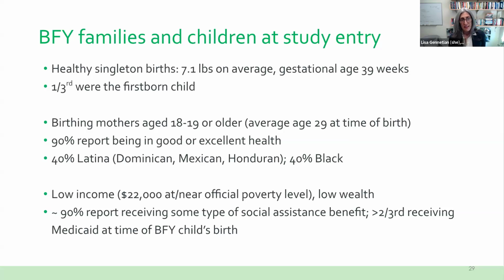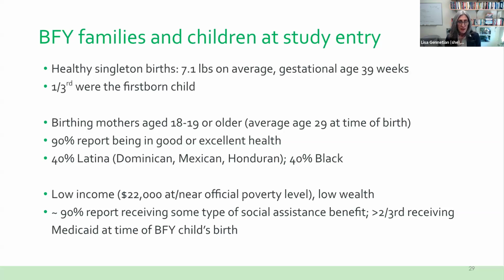A variety of data was collected at baseline. Indeed, the babies were healthy singleton births. They were about 7 pounds on average, a gestational age of 39 weeks. About 1/3 of the babies in this study were the firstborn child. Birthing mothers' average age at time of birth is 29. The far majority, 90%, report being in good or excellent health. It's a very racially and ethnically diverse sample, 40% Latina, 40% Black.